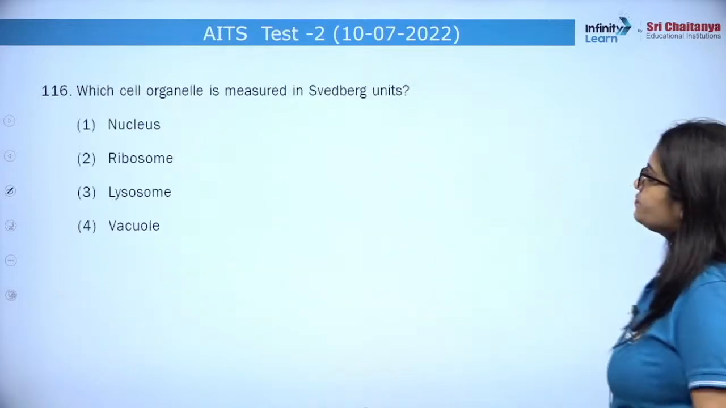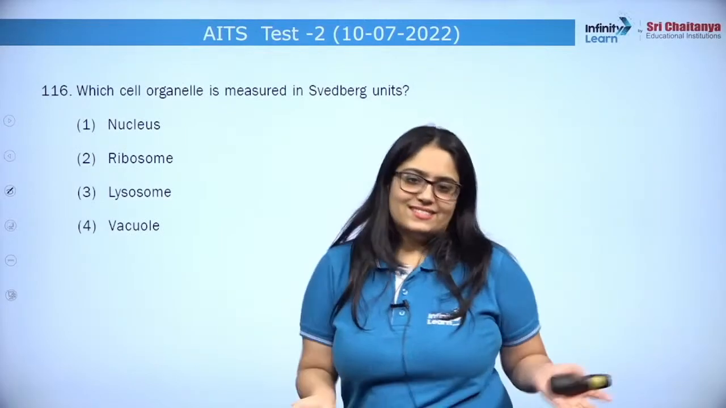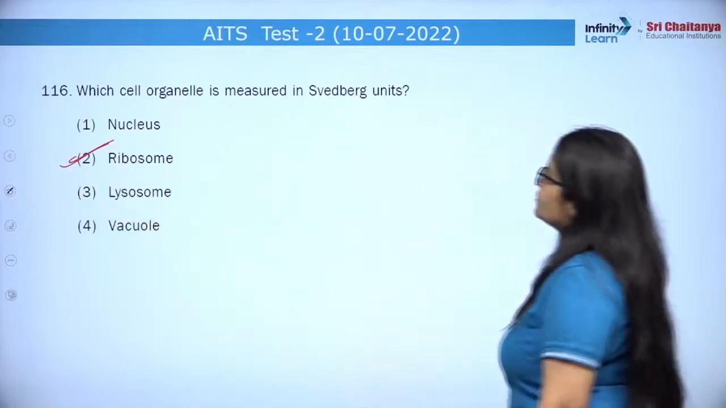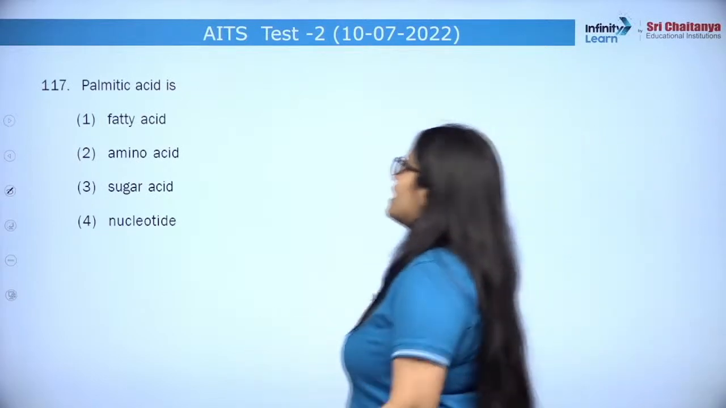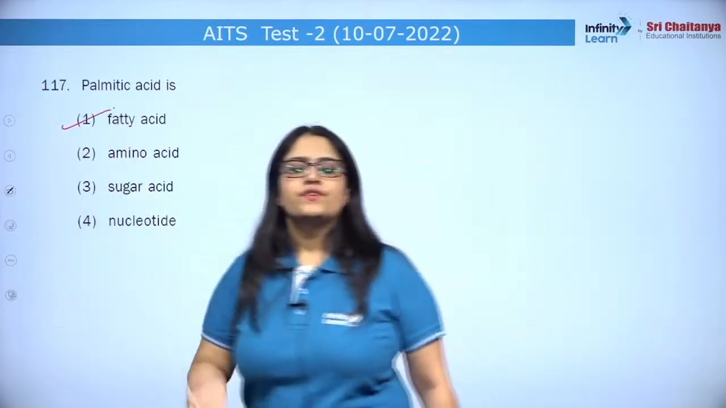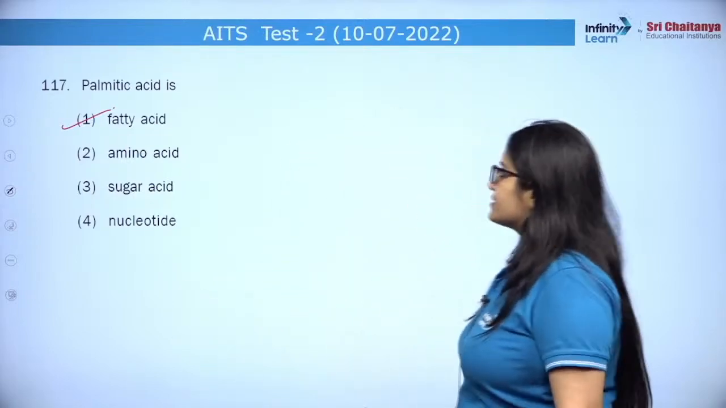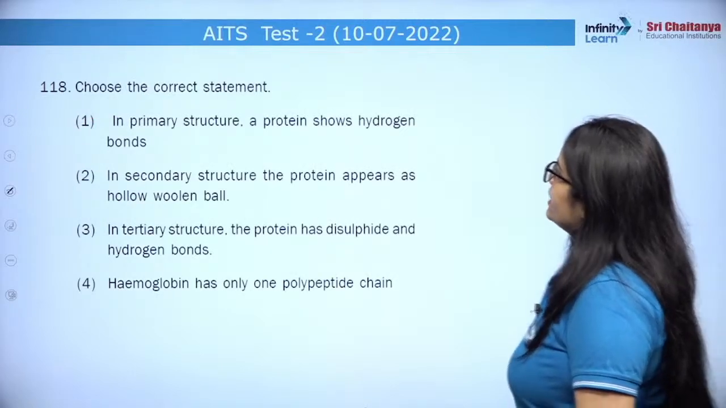Next question, which cell organelle is measured in Svedberg unit? It is ribosome. Pure NCERT question this is. Palmitic acid. Palmitic acid is a fatty acid. This information is given in your chapter number 14, respiration in plants, where RQ is discussed, right? It's a fatty acid.